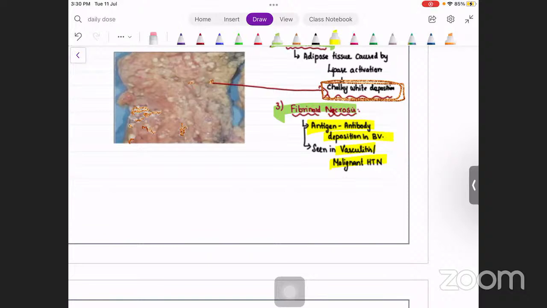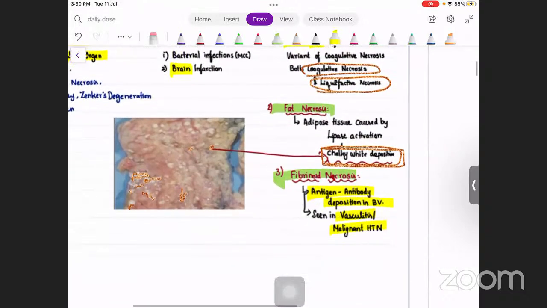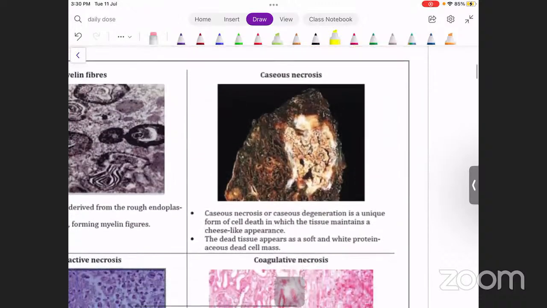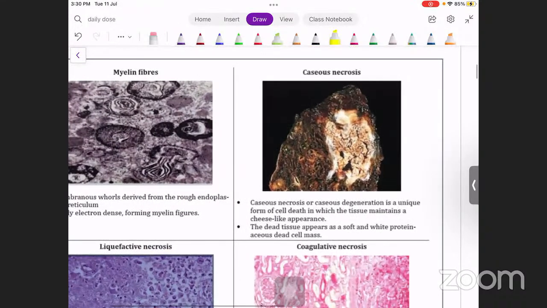What type of necrosis may you see in Mycobacterium tuberculosis? That is a caseous necrosis. You have to remember that. This is a gross picture of your caseous necrosis.